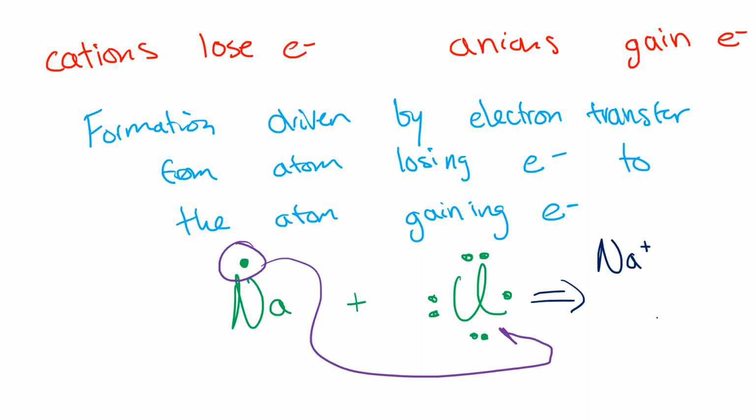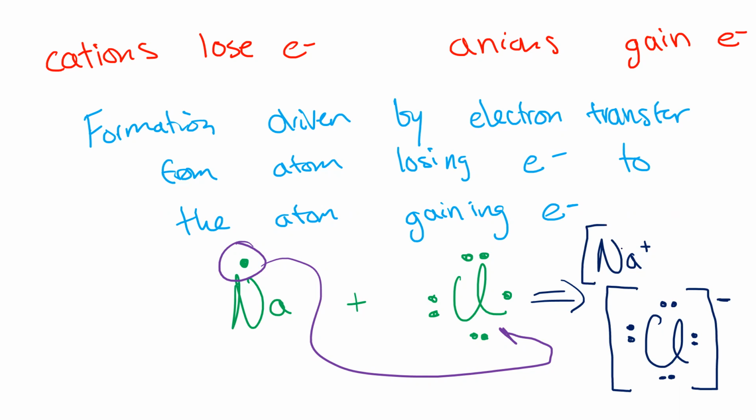Chlorine, on the other hand, has now gained an electron, so now its structure, or I should say its symbol, looks like this with a complete octet. We put brackets around it to indicate that it is an ion, and we put a charge like so. Ions get brackets and charges like so. Okay.